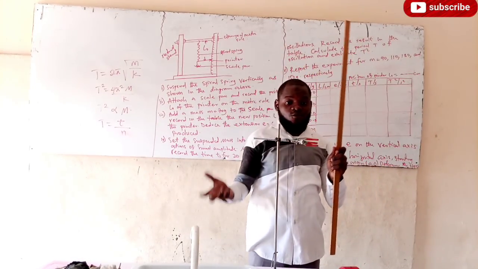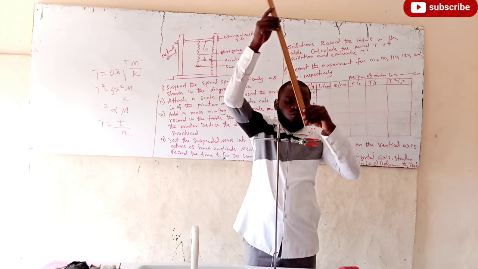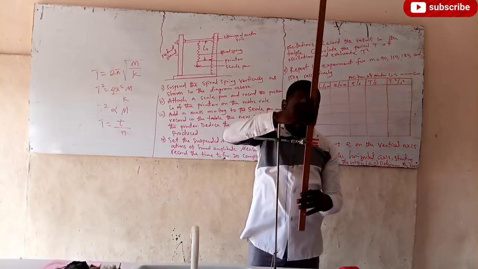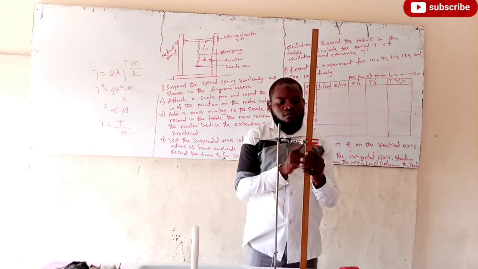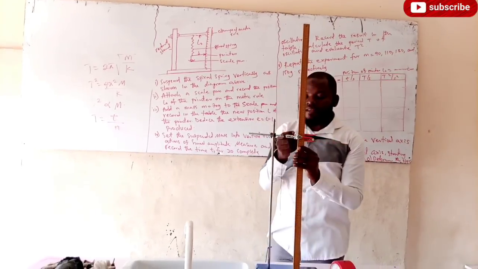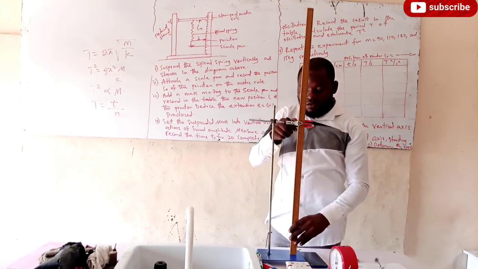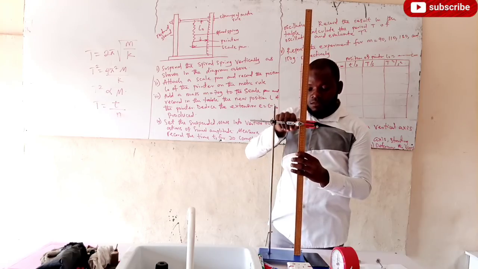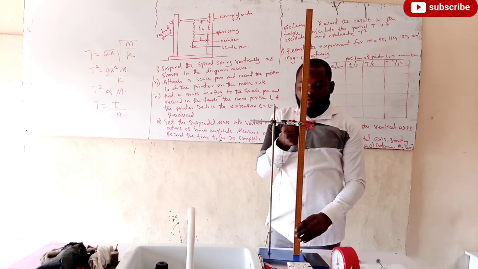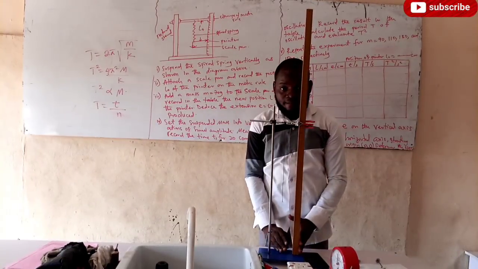Now, this is my meter rule. You can call it a ruler. I'm going to put it in this particular split cork, then screw until it's balanced horizontally like this. Okay, so you can see now it's firm.